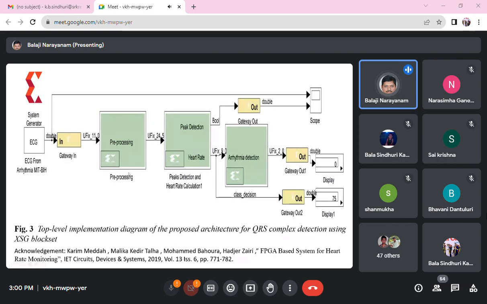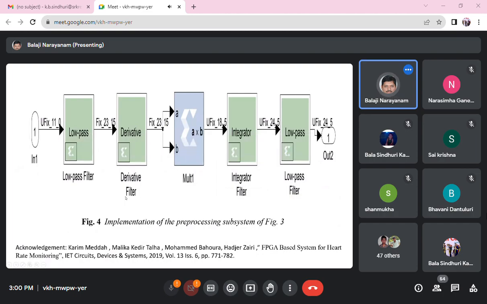That means in pre-processing, what should be there? The pre-processing stage should contain 5 different stages we already discussed. What are the 5 different stages? First one is the low pass filter. Second one is the derivative filter, and this is a multiplier. This is an integrator block, and this is a low pass filter. See that again, this low pass filter needs to be built.